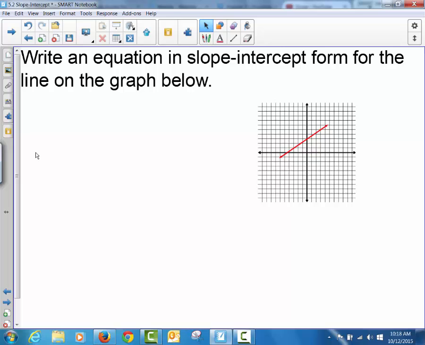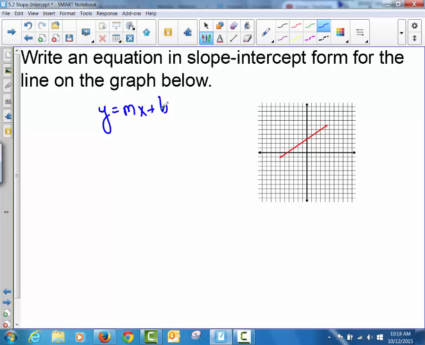Write an equation in slope-intercept form based upon the graph. So the first thing you do is you write down the formula that you're going to be using, the form of the equation, y equals mx plus b. Alright, so let's find the y-intercept first. The y-intercept is right here, and that is 1, 2, 3. So we know that's going to be 3.